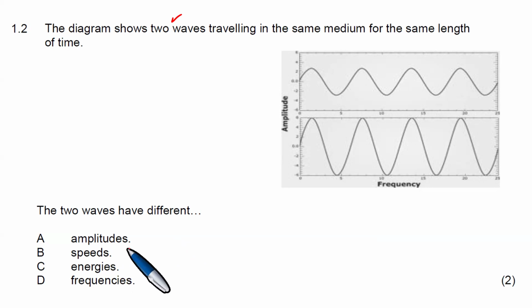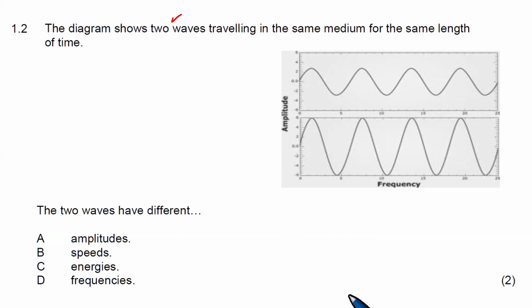Do they have different amplitudes? Do they have different speeds? Do they have different energies? Do they have different frequencies? What do they have that is different? Anyone home quickly? Before I give the answer, which one do you think is the correct answer? Please come again.